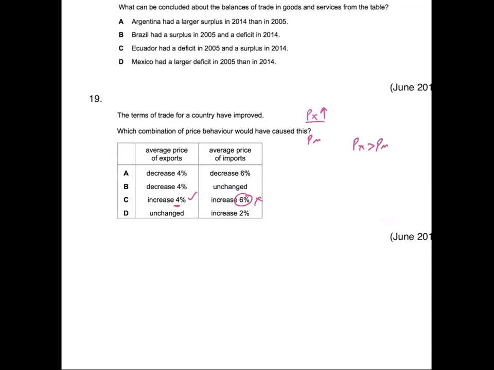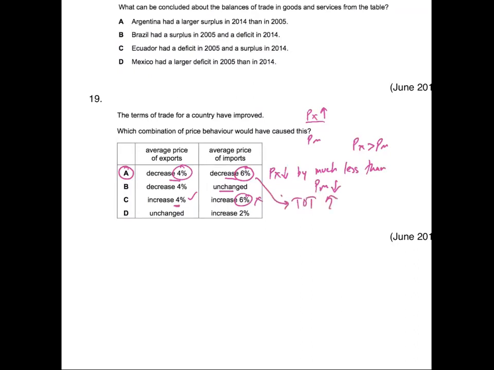Price of exports is going down, and this is unchanged. Going down by 4%, going down by 6%. So this is the best answer. If this goes down by 4%, but this goes down by much more, I'll say Px is falling by much less than Pm, which is falling as well. And as a result, my terms of trade should go up.